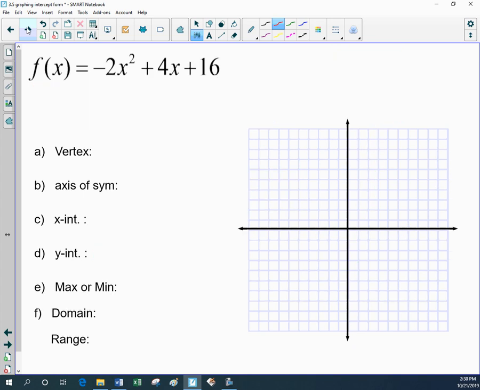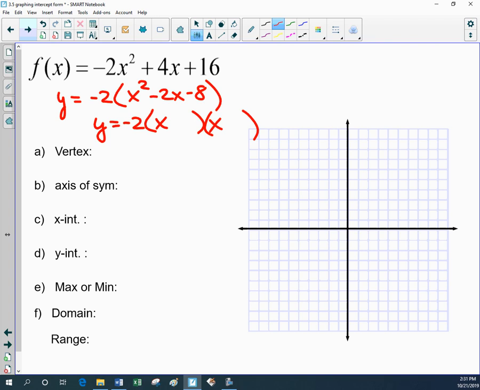Okay, to get this into intercept form, first thing I would do is factor out the greatest common factor. And since the first term is a negative, I'm going to factor out a negative 2. So I factor out -2, so that'd give me x squared minus 2x minus 8. Then factor x squared minus 2x minus 8, so I'd have -2 times, and then factors of x squared, x and x, factors of 8, 4 and 2. So it would actually be x minus 4, x plus 2.